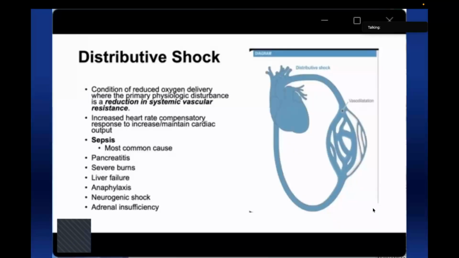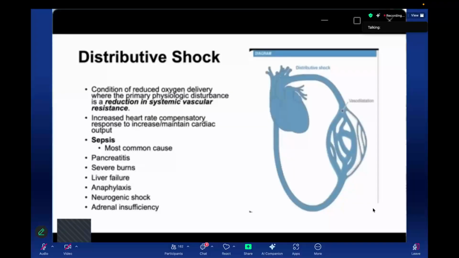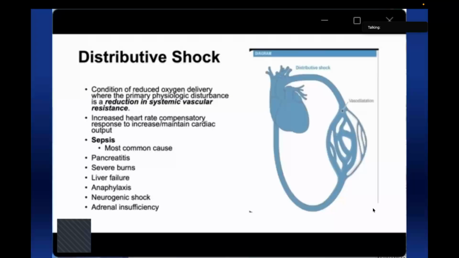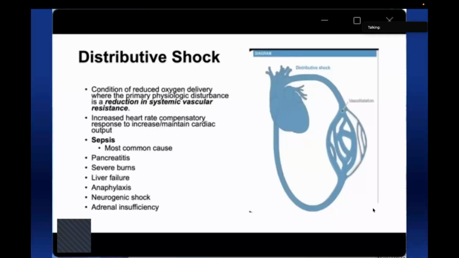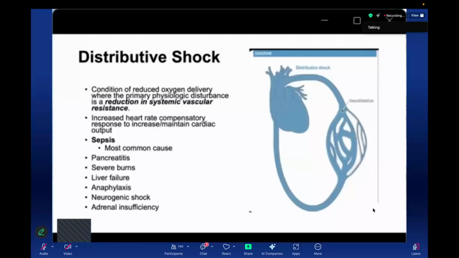Distributive shock, a condition of reduced oxygen delivery where the primary physiologic disturbance is a reduction in systemic vascular resistance. So in other words, in distributive shock, there is vasodilatation in the peripheral vessels, causing now some hypotension. There will be increase in your heart rate as a compensatory response to increase or maintain the cardiac output. The most common type of distributive shock, as I mentioned to you earlier, is your sepsis.